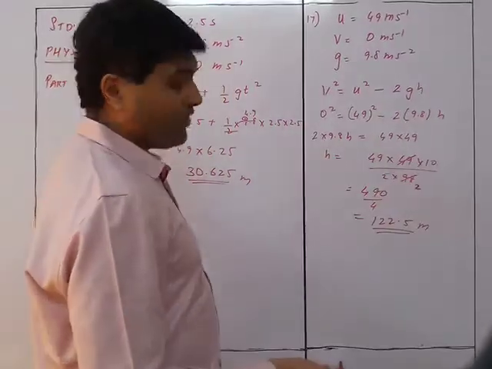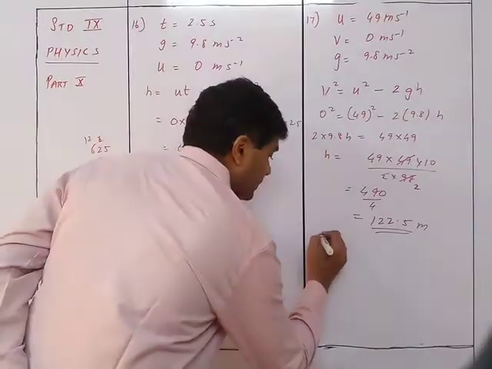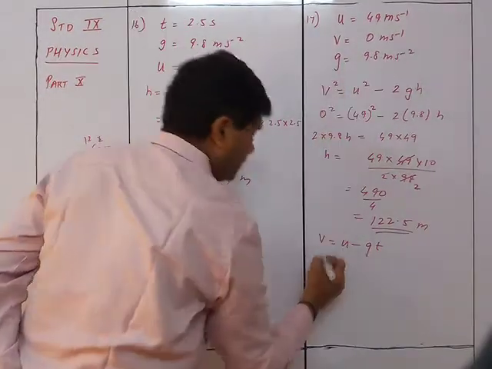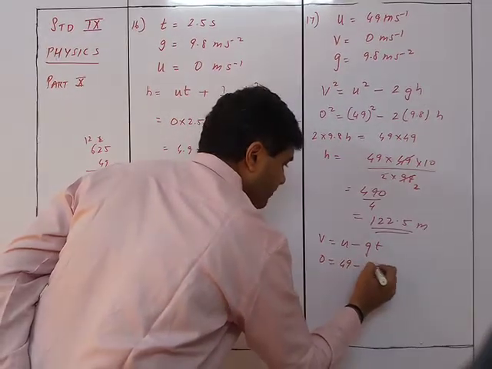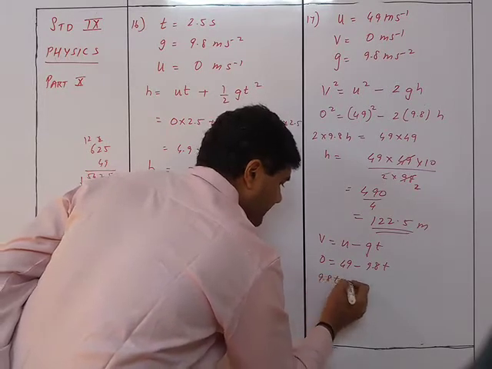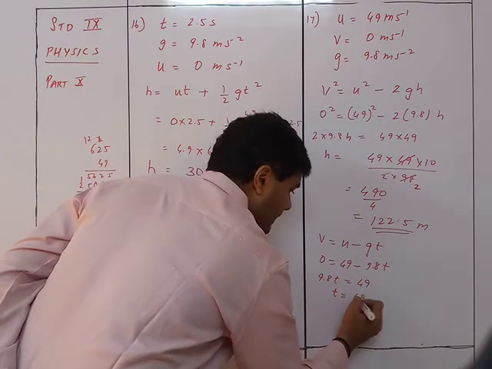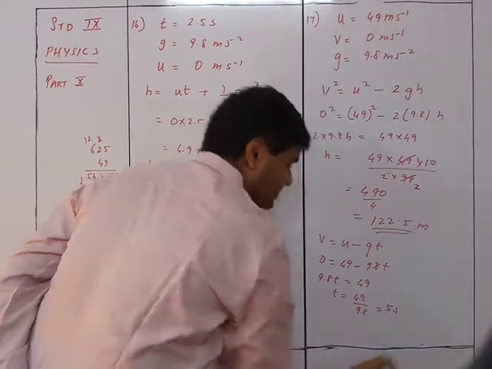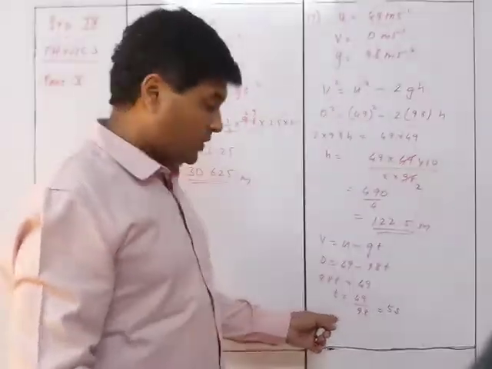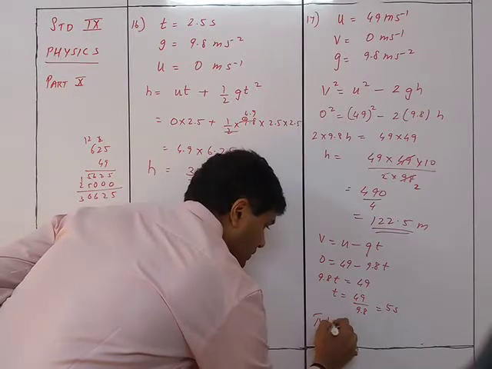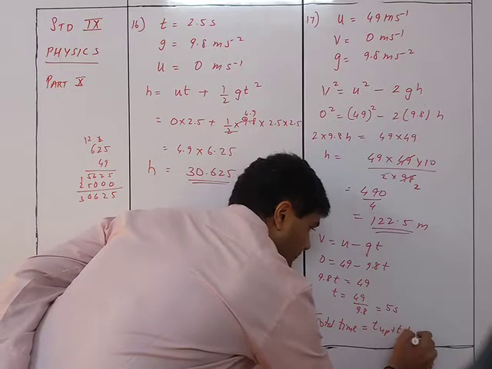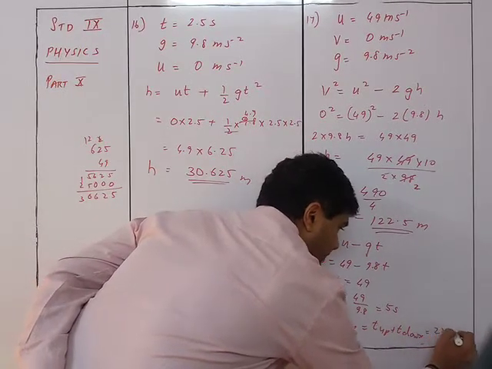The next thing we need to find out is the time taken. So we have v is equal to u minus gt. v was 0, so 0 is equal to 49 minus 9.8t. So 9.8t is equal to 49. So t is equal to 49 upon 9.8 is equal to 5 seconds. So 5 seconds it needs to go upwards and 5 seconds it will need to come downwards. So total time is equal to t up plus t down is equal to 2 into 5 is equal to 10 seconds.